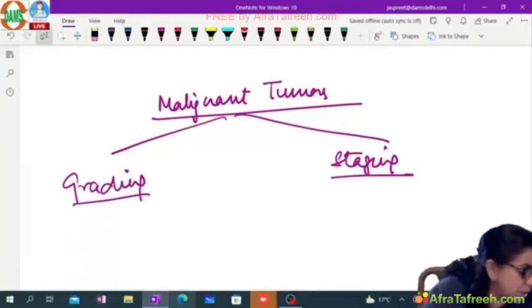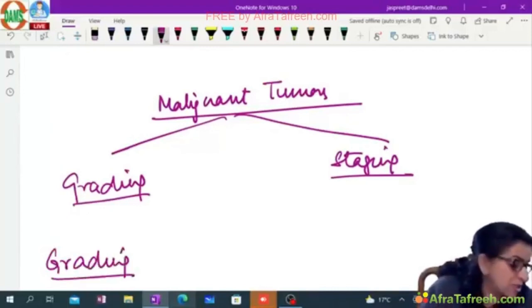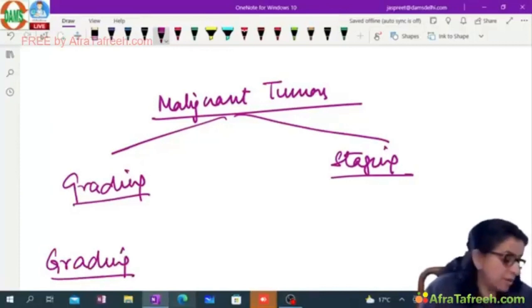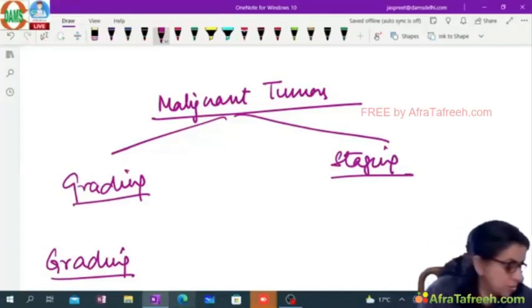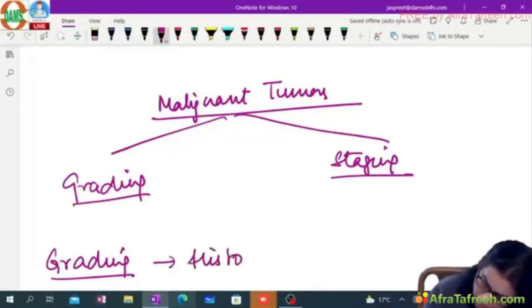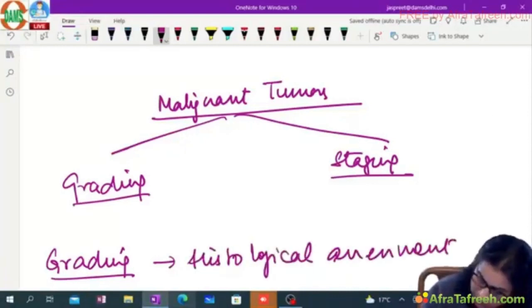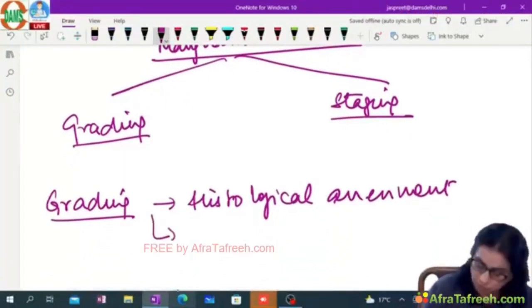Okay, now what is this grading? Grading is done on histology. So it's the histological assessment of the tumor. And what is this histological assessment? Histological assessment of how well differentiated the tumor is. So histological grading, it is a histological assessment, number one. So the pathologist will do it. And what does it tell you? It gives you information regarding the degree of differentiation of tumor.